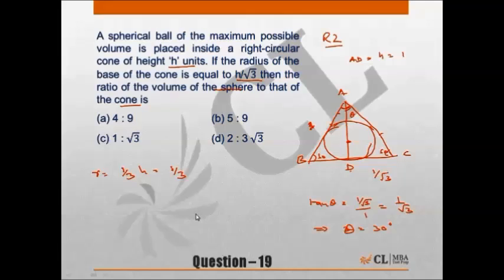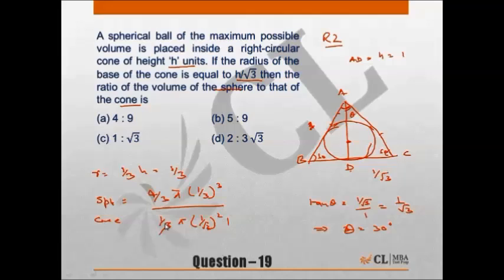So let's find the volume of the sphere and the cone. Volume of cone is 1 by 3 pi r square h. We need to find the ratio of sphere to cone. Sphere will be equal to 4 by 3 pi r cube. Radius is 1 by 3, cubed, upon cone. Volume of cone is 1 by 3 pi r square h. Since the radius of the cone is 1 by root 3, it is 1 upon root 3 square into h, which is 1.